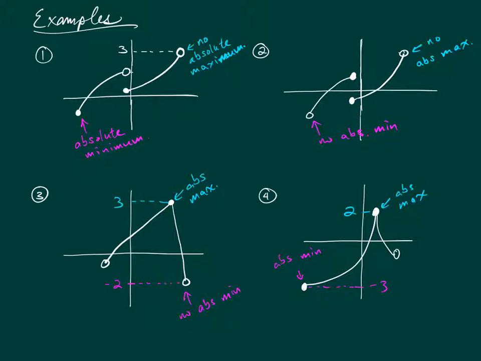As you can tell in this example here, we did not have an absolute max or an absolute min, but here we did have an absolute min, but not an absolute max. So just make sure that you are checking the continuity of the entire graph, including the endpoints.